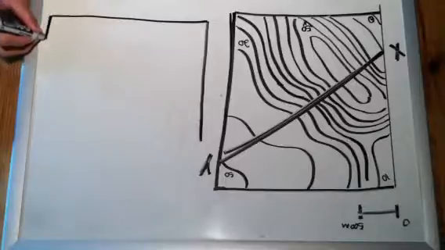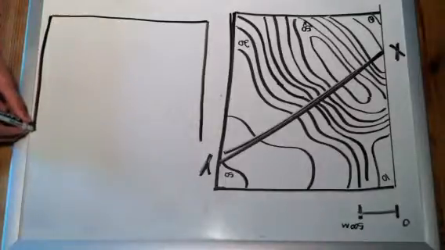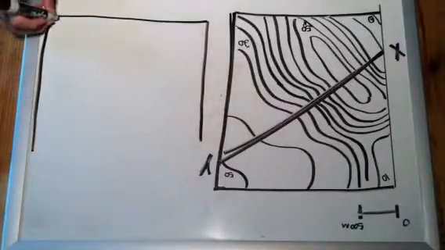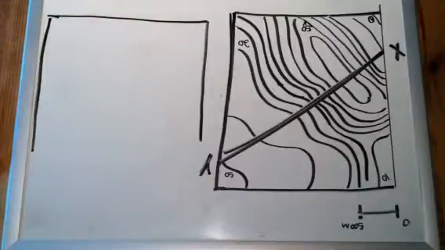So the first thing we're going to do is draw our little cross-sectional, just the outline of it. And the first thing we need to do is label our axes. So the y-axis, in this case the vertical axis, is going to correspond to our height.